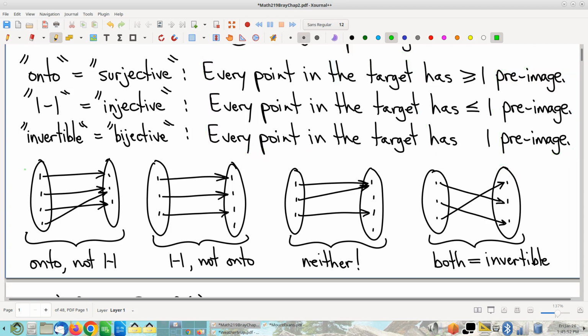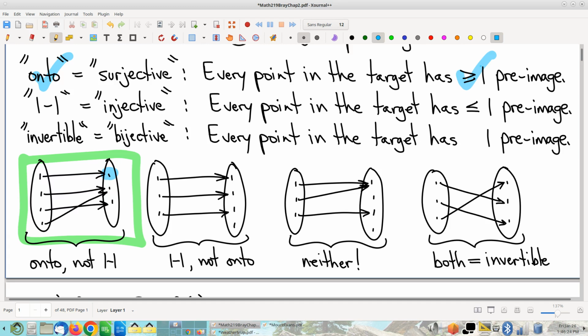Looking at this function right here. This function is what we call onto. This function is onto because every point in the target has at least one pre-image. Let's walk through this representative function that I have sketched here. For this output value, there is exactly one input value that lands on it, which is at least one.